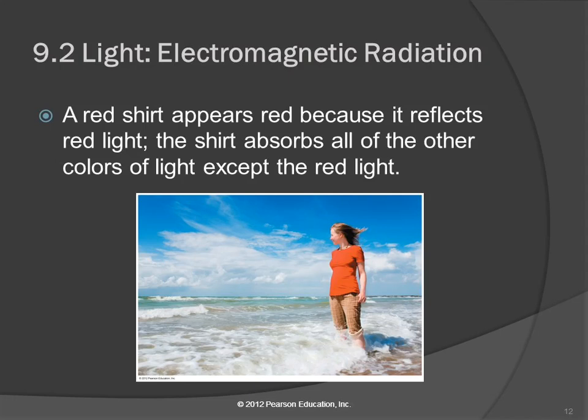So we look around the room, and we see different colors, right? I see a red water bottle. It is absorbing the other wavelengths of light and reflecting red. A pink shirt. My green binder. It's reflecting the green light. Black things absorb almost all of the light, and white things reflect almost all of the light.